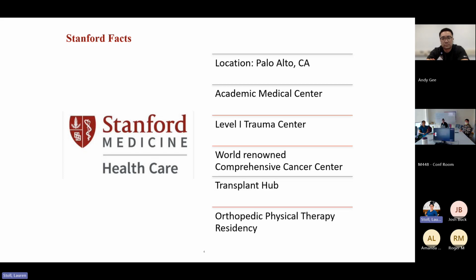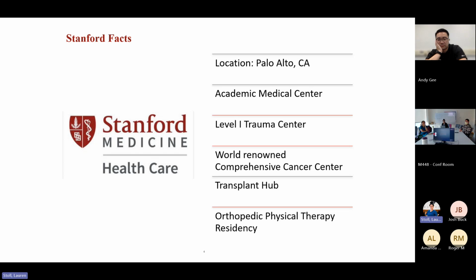Stanford Hospital is also considered a level 1 trauma center. So that is something that I think makes this program really unique. Outside of maybe other acute care residency programs, you really get to experience what that acute trauma population is like. We have a world-renowned comprehensive cancer center.